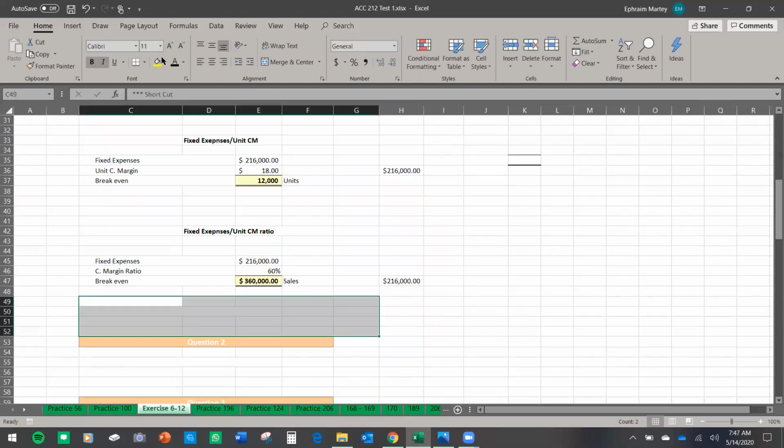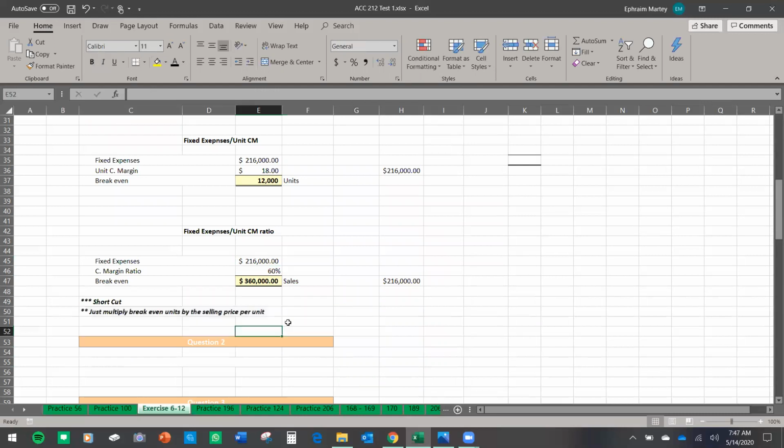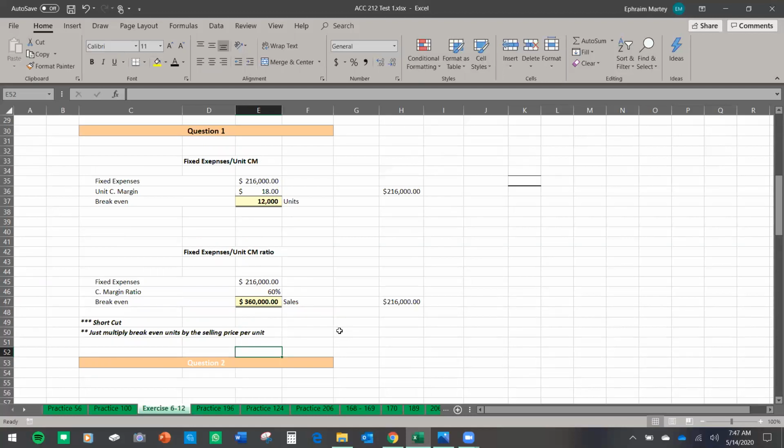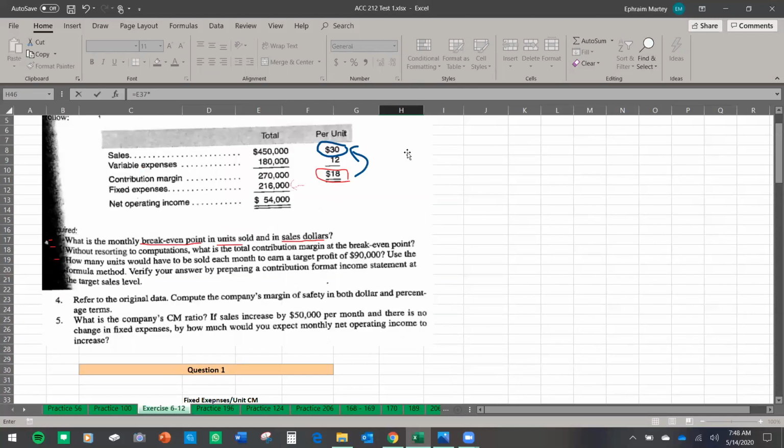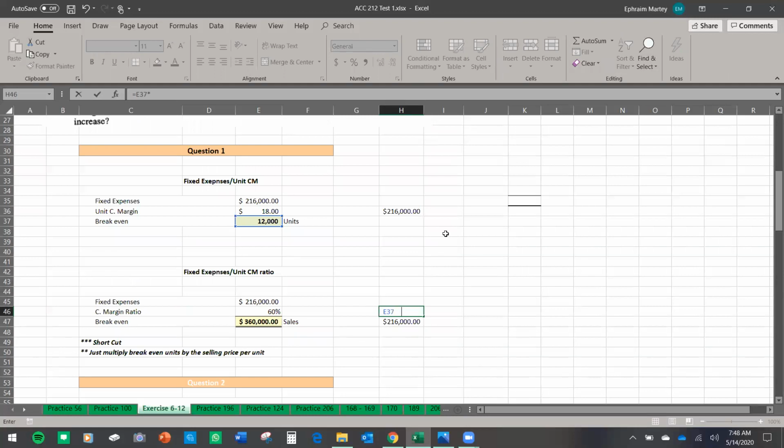Great. And the shortcut, how you can do it, you just multiply the break-even point by the selling price, if you want to find this and you don't want to divide it by whatever. So all you need to do, you take this one, multiply by the selling price. What is our selling price? Our selling price is $30 right here. So you multiply by $30, and that gives you 360,000. So there are several ways that you can use to do it, and whatever way works for you, keep practicing, and you will get better at this.